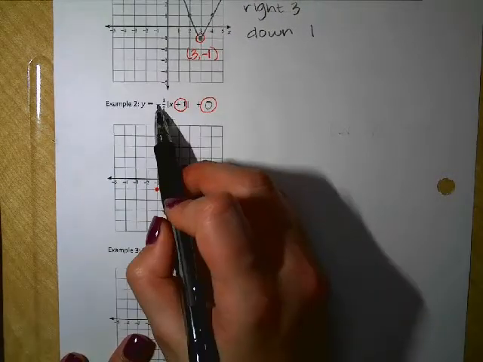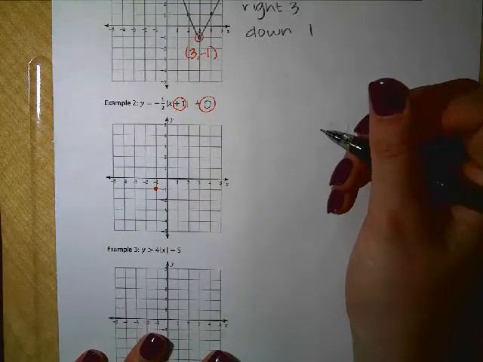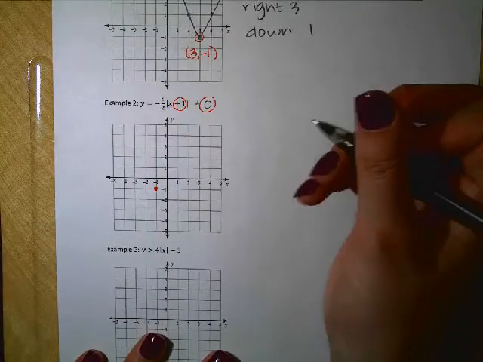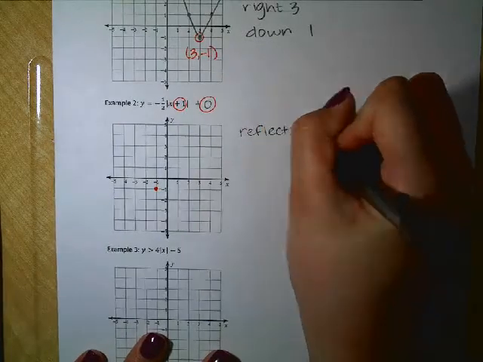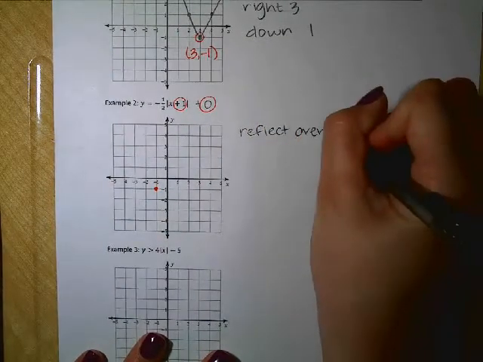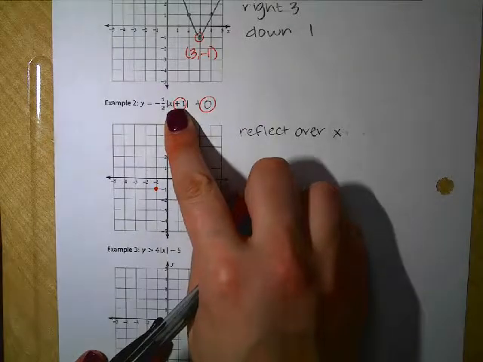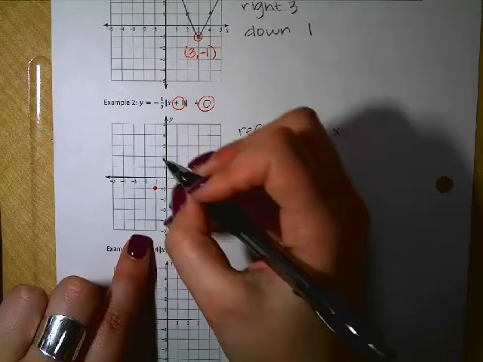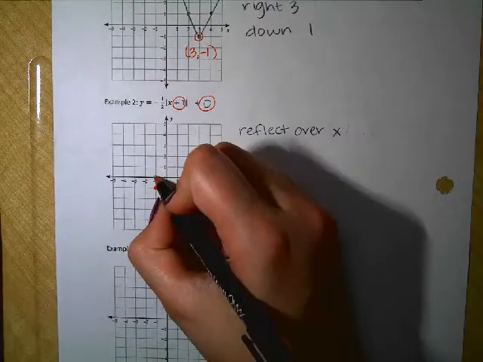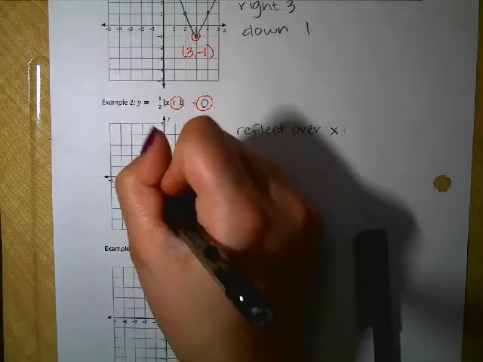So what's the negative in the front mean? Reflect over X. Wait, how's that negative 1, 0? Opposite sign. And then exactly the same number. Oh, it's not. My point is wrong. I drew negative 1, 1. Negative 1, negative 1. Sorry. If you have an eraser, go back and erase it.